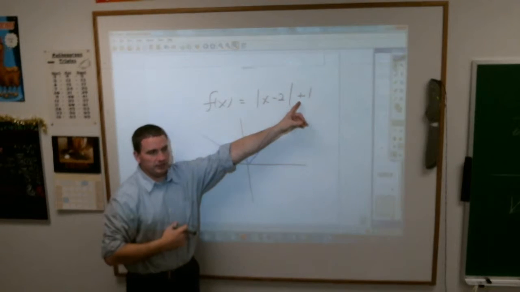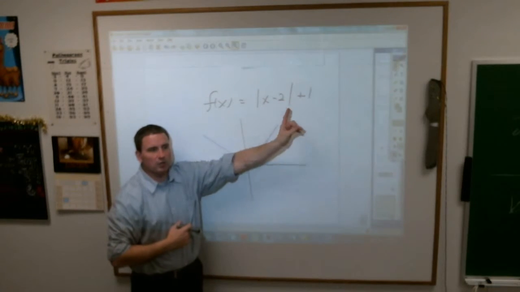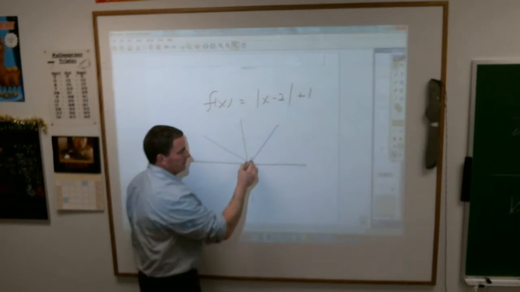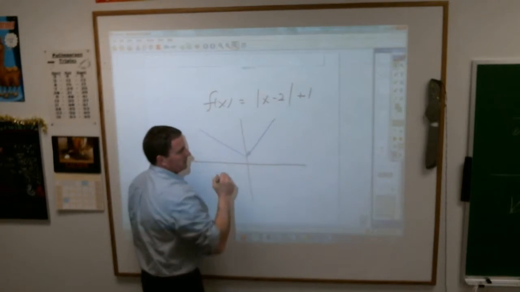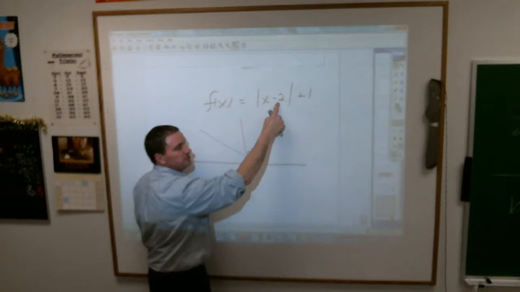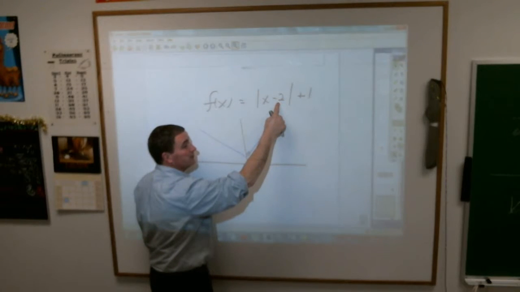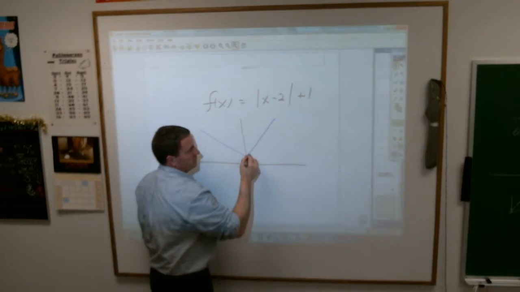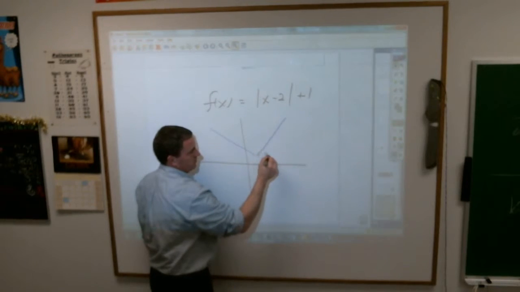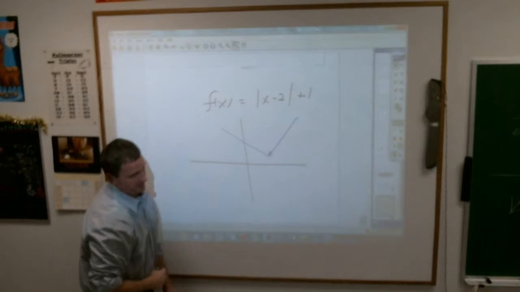This number out here tells me I go up 1. This number in here tells me whether I go left or right. I go right 2 places. 1, 2. That's the graph of it.